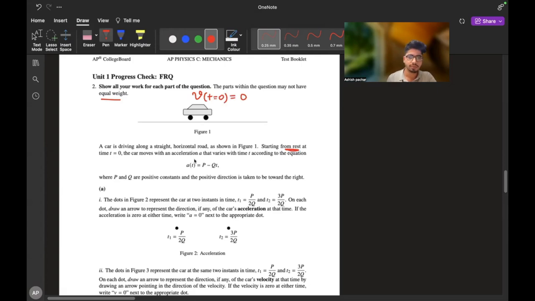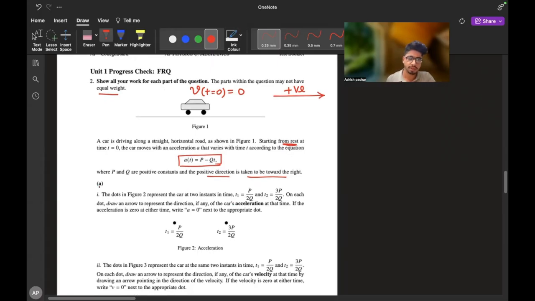So the car moves with an acceleration a that varies with time according to the equation. So this is a time-varying acceleration that they have already given. So P and Q are both positive constants. The positive direction is taken to be the right side. So this direction they have taken as positive as per the question, and P and Q constants are also positive. So now, it's the first question.